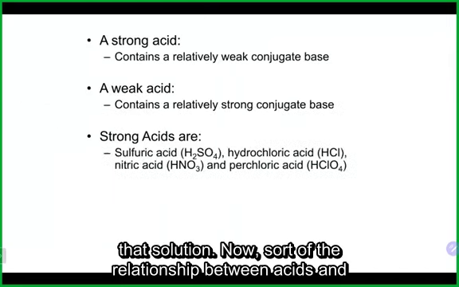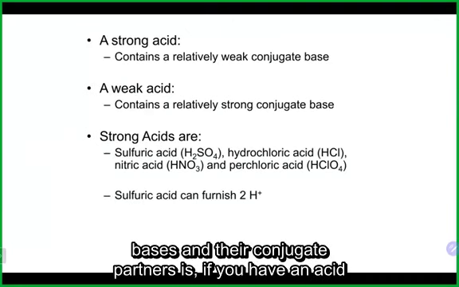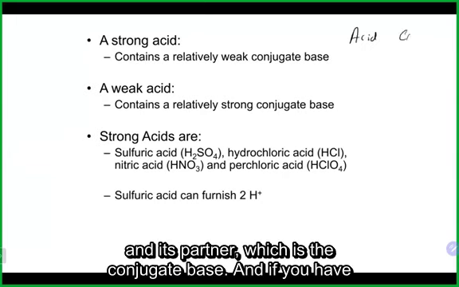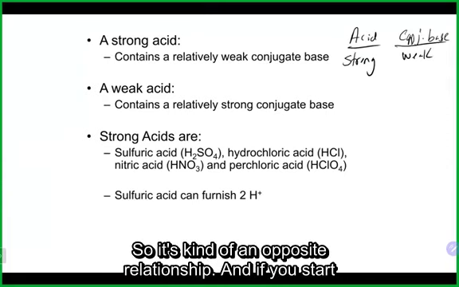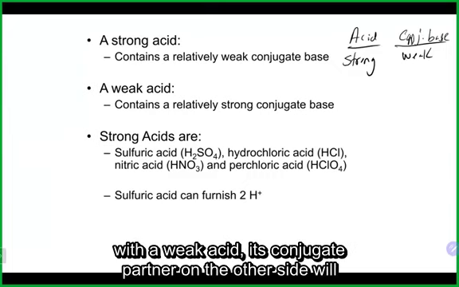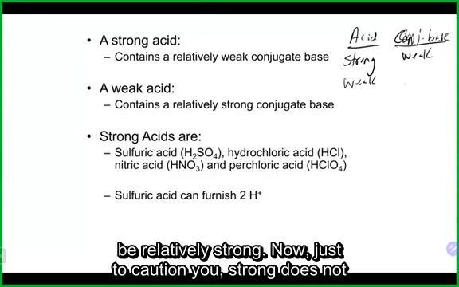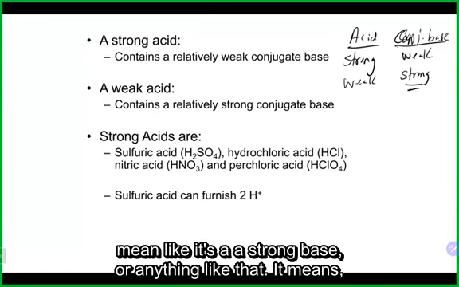Now, the relationship between acids and bases and their conjugate partners is this: if you have an acid and its partner, which is the conjugate base, and if you have a strong acid, its conjugate partner will be relatively weak. So it's kind of an opposite relationship. And if you start with a weak acid, its conjugate partner on the other side will be relatively strong. Now, just to caution you, strong does not mean that it's a strong base or anything like that.